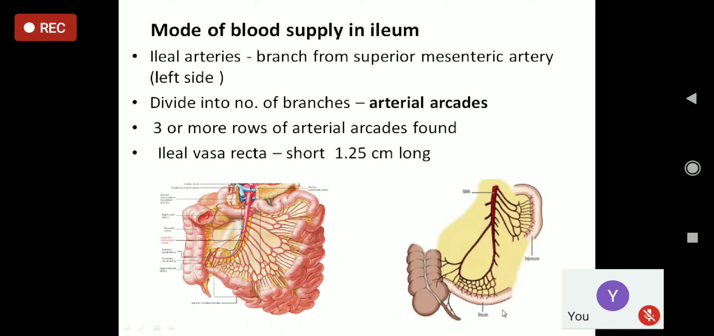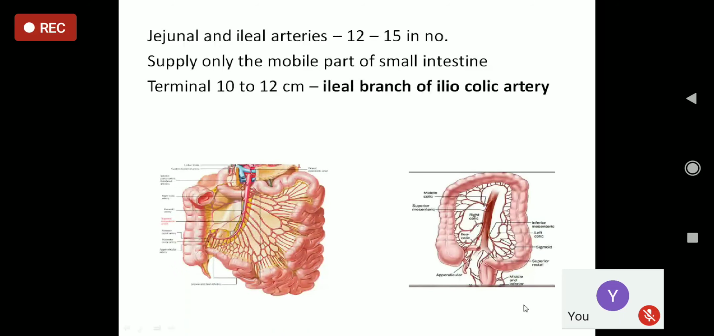Okay. Now, another important point is these ileal arteries do not supply the terminal 10 to 12 centimeter of the ileum. The terminal 10 to 12 centimeter of the ileum, the fixed part of the ileum, is supplied by the ileal branch of the ileocolic artery. So here again you can see abdominal aorta. This is the superior mesenteric artery here, and this is the ileocolic artery. The ileocolic artery supplies the terminal 10 to 12 centimeter of the ileum, and the rest of the ileum is supplied by the ileal branches and the vasa recta.